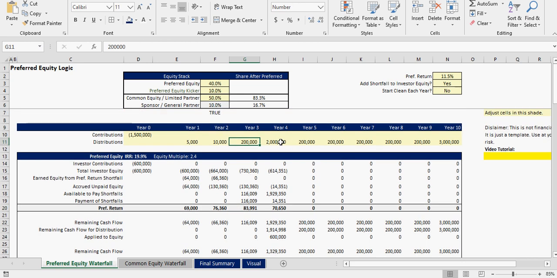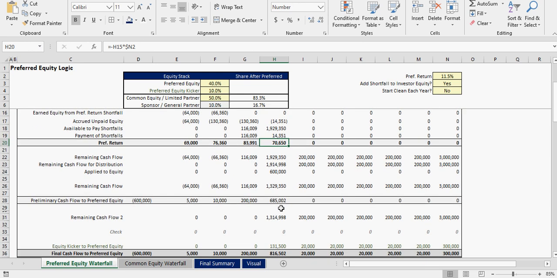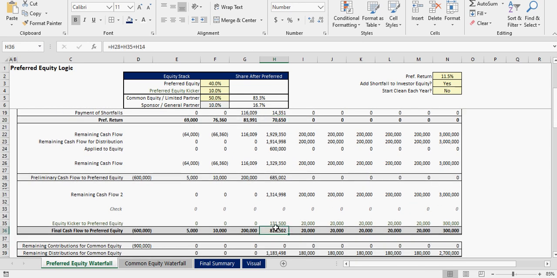Now let's say in year four, there's like a refinance or something, there's more cash available. So now in year four, we're paying back all of the accrued unpaid preferred returns. We're paying back the rest of the remaining equity and the preferred return for that year. So you can see this final year is going to be a big bump for the preferred equity. They're getting basically everything back. And now they're also getting, there's cash left over after they're paid, so they're getting some of that based on their kicker of 10%.